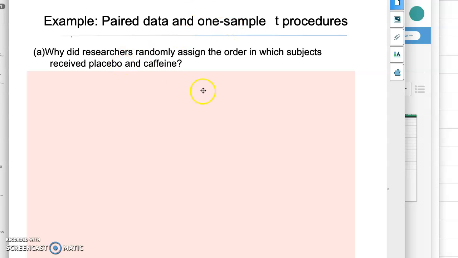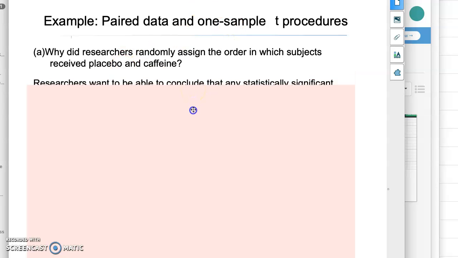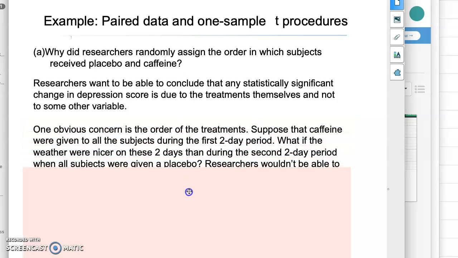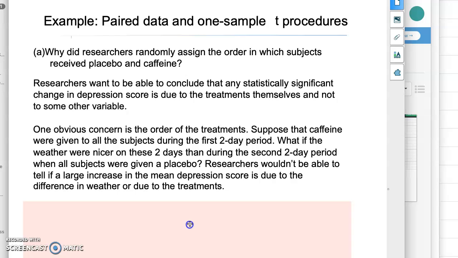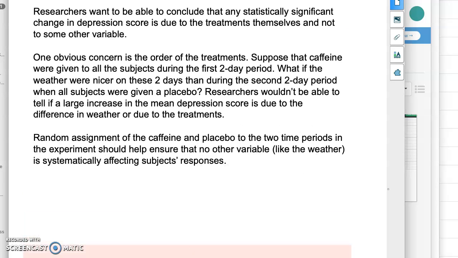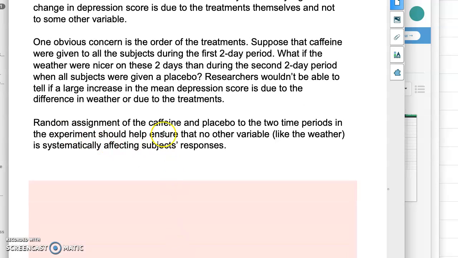So why did the researchers randomly assign the order in which the subjects received the placebo and caffeine? They wanted to be able to conclude that any statistically significant change is due to the treatments themselves and not some other variables. For example, suppose the caffeine was given to all the subjects during the 2-day period. What if the weather was nicer on one of those 2 days and the second day was raining? That might have an effect. That's just one example. So by randomly assigning them to treatments, we normalize that kind of effect. Yep. It should help ensure that no other variable like weather is affecting the responses.